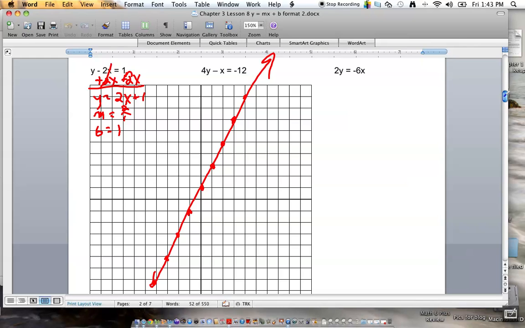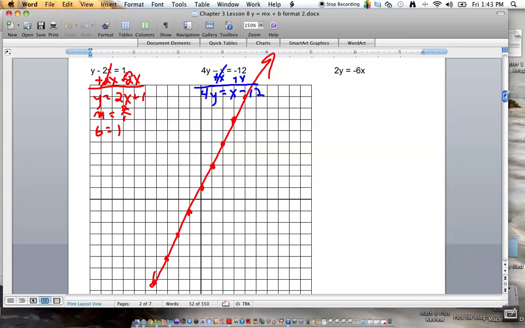Now, the next one is much more difficult because there are two things wrong with it, not just one. The two things that are wrong are that there's a 4 in front of the y and a minus x. To take care of the minus x, I'm going to do plus x. So I get 4y equals x minus 12.